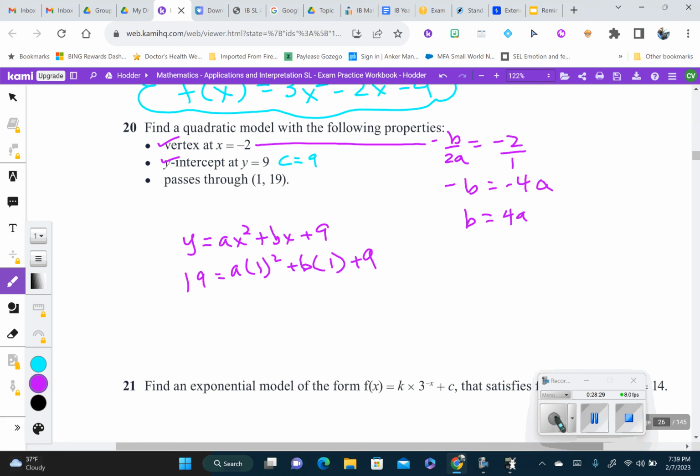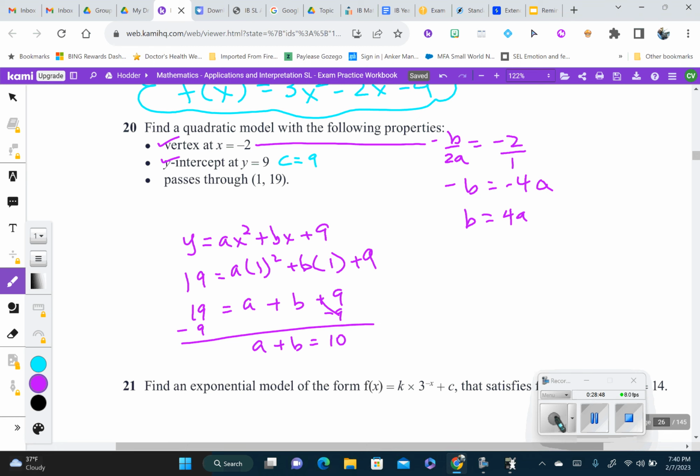So this is a plus b plus 9 is equal to 19. Subtract 9 from both sides. This cancels out, so I get a plus b is equal to, I don't like having this on this side, so I'm going to just put it here. A plus b is equal to 10.